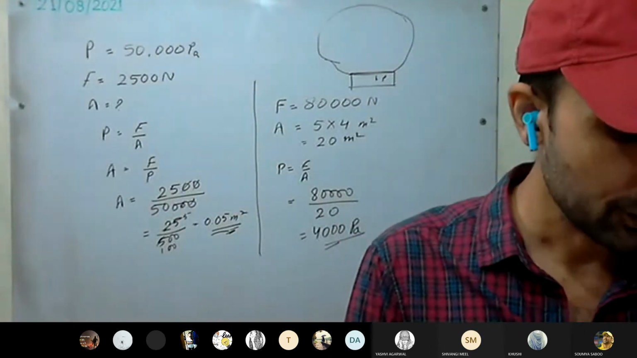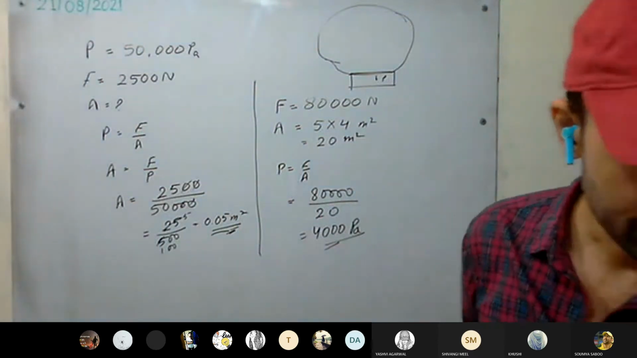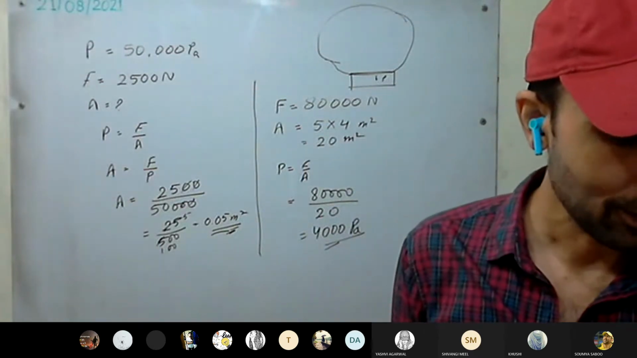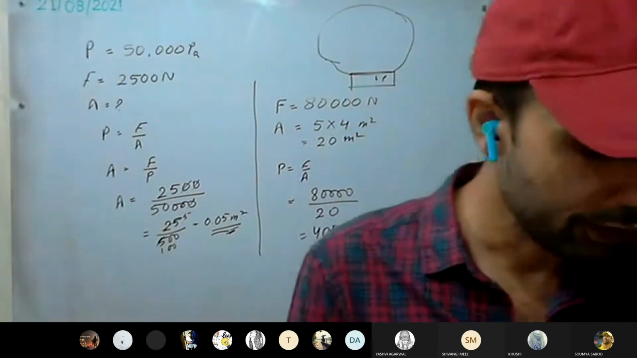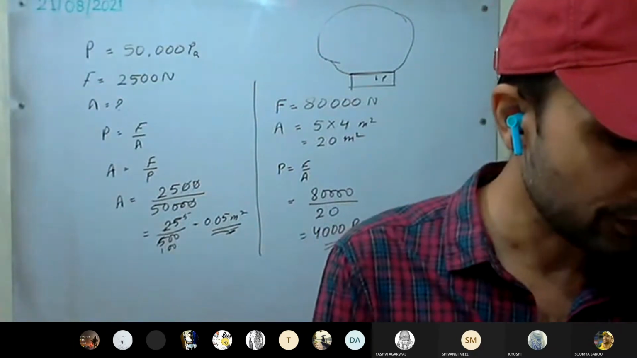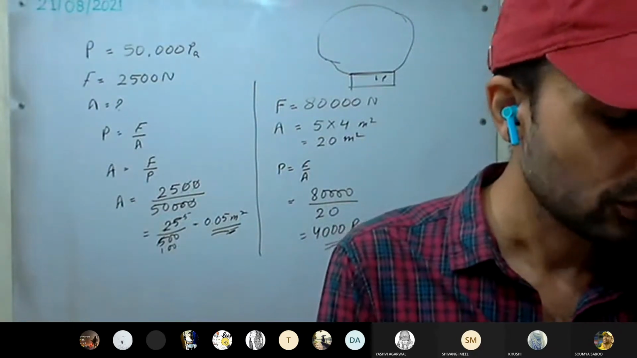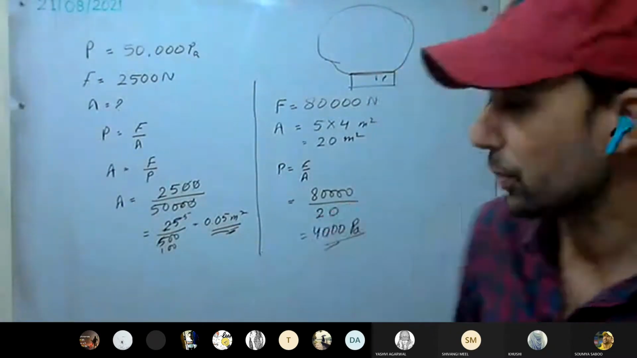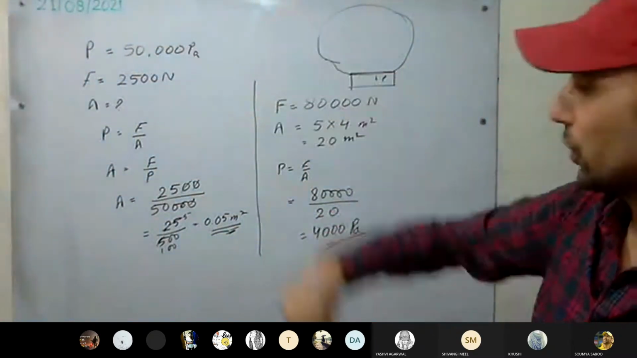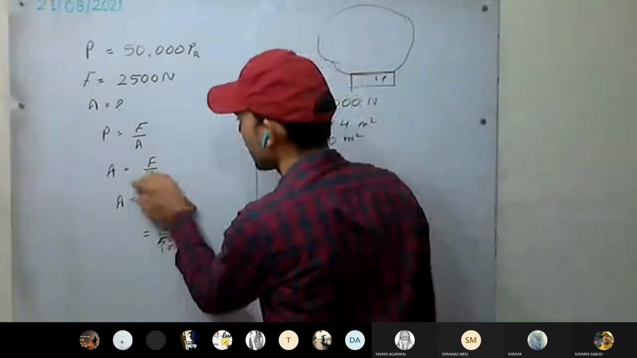Everyone do the ninth one. Pressure exerted on a surface of area is given, due to an object placed on it. So pressure is given, area is given. Calculate the thrust acting on the surface. Thrust means that is force only, normal force. Calculate it.